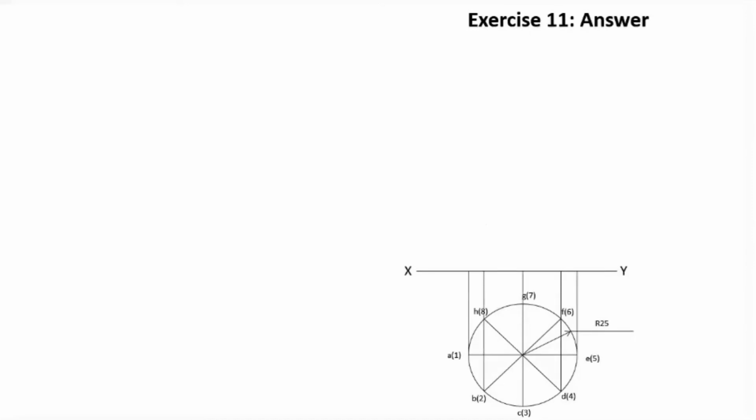Name the generators accordingly. Then one of the generators should be of length 25 millimeter, since it is the minimum length of the generator. So the second generator, we don't know the actual length.